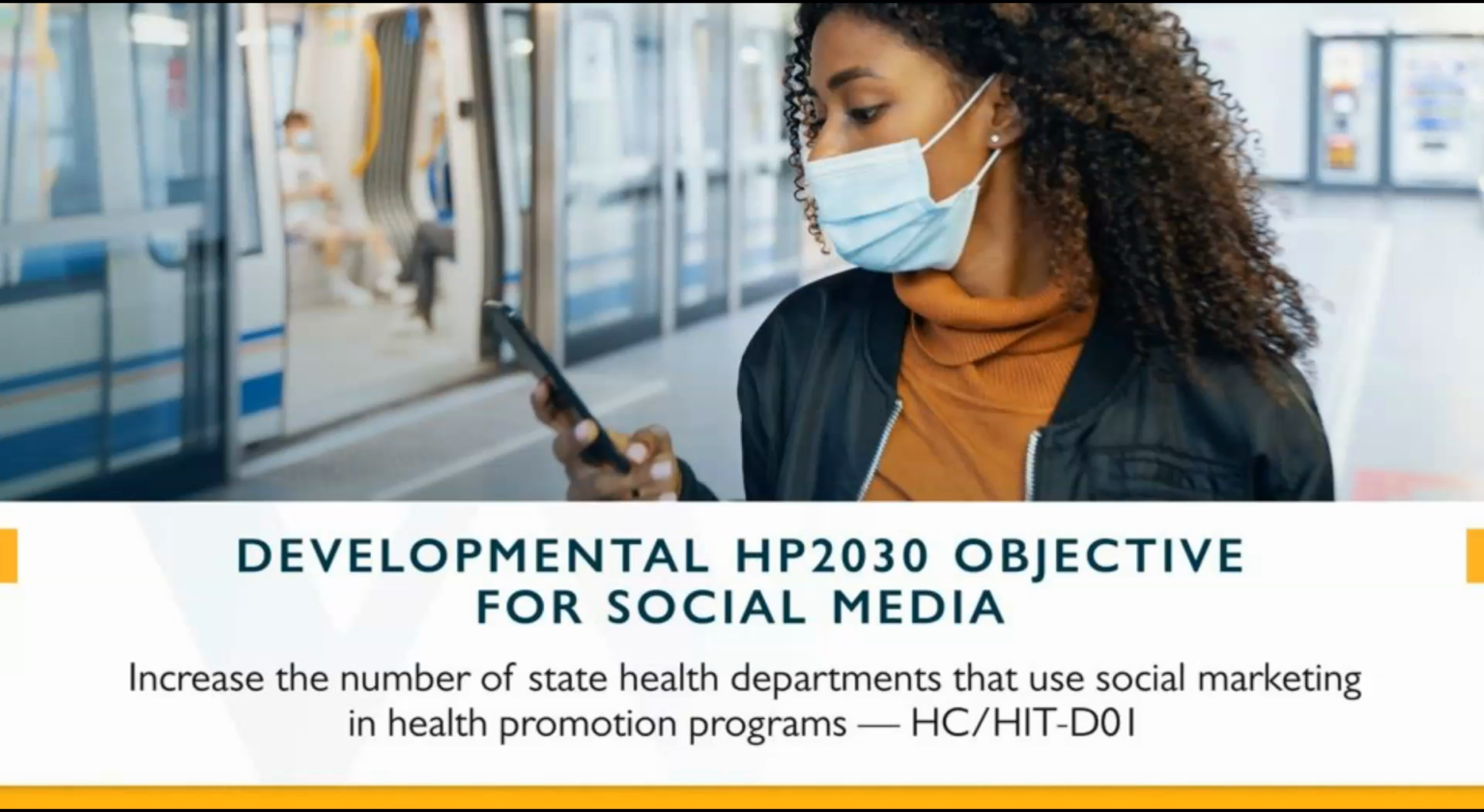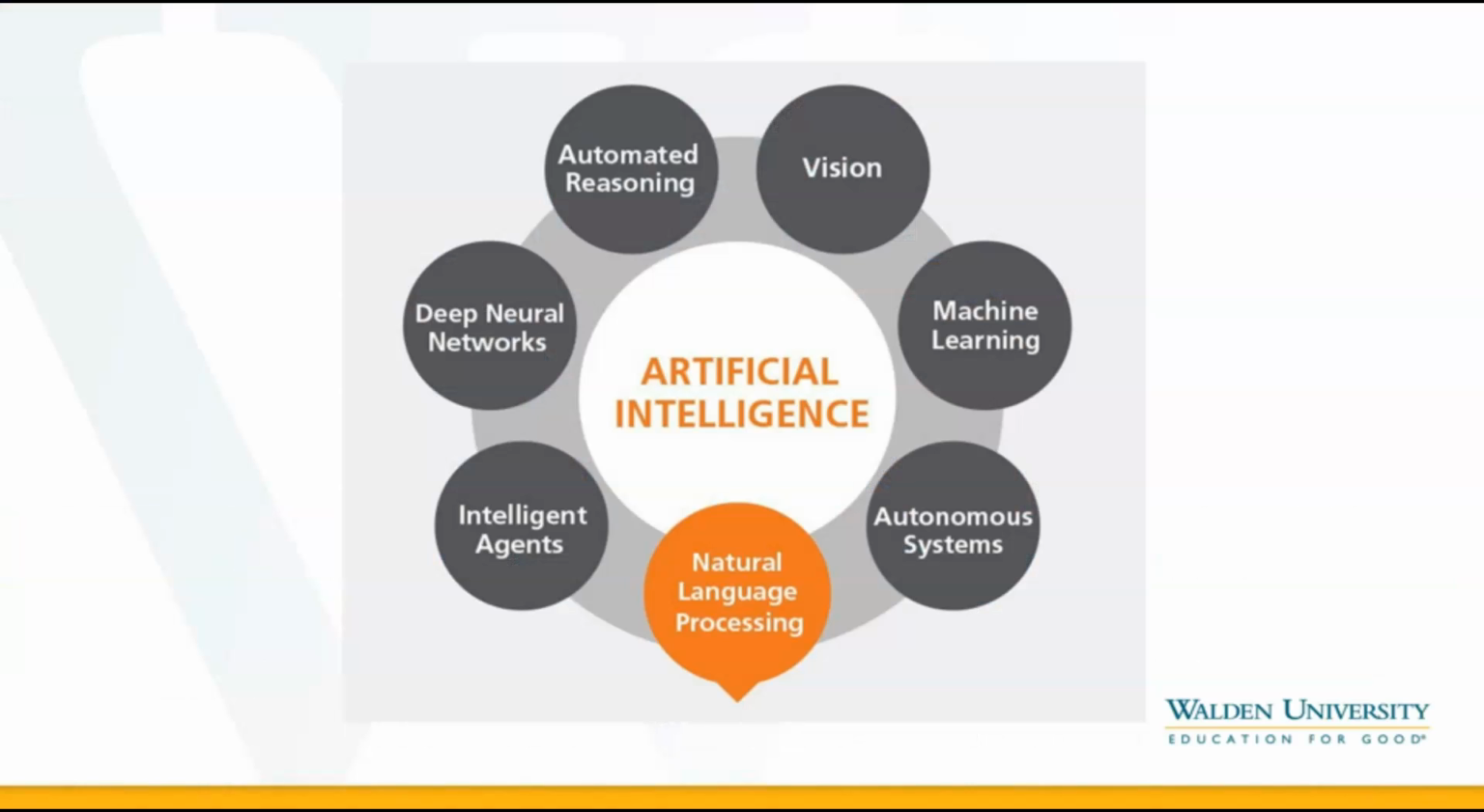Although this is a developmental objective, it is important to note that this has been established. Social media has been established as a social marketing tool, and this is something that is being worked on at a national level. So that was a little bit more about understanding how social media research can be applied and interfaces with artificial intelligence.